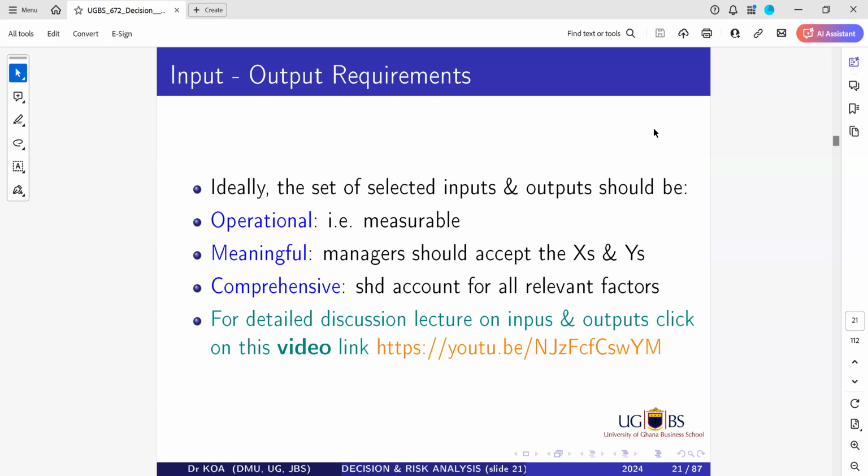So the next thing is this. What kind of inputs and outputs should you have? Well, very, very sensible ones. They must be measurable. If they are not measurable, it's not possible. You've got to be able to quantify them numerically. They must be meaningful, meaning that the managers of every organization must agree that, oh yes, I can understand that this is an input, this is an output. Don't worry, we'll come to the depth of the input and output again. And they must be comprehensive. So when you're selecting an input, it must be an input that captures several things.